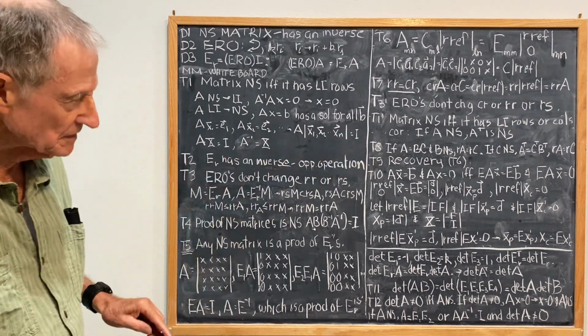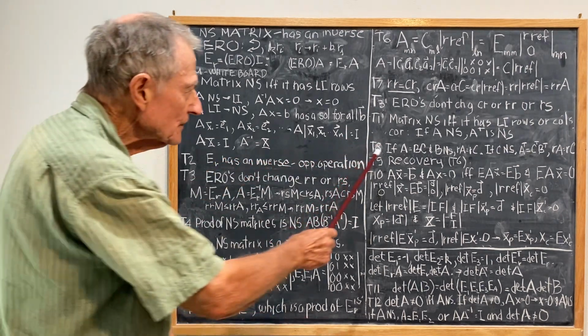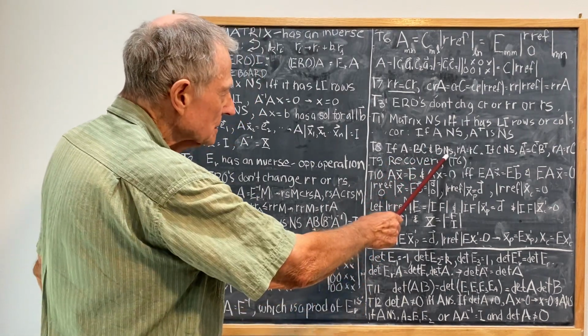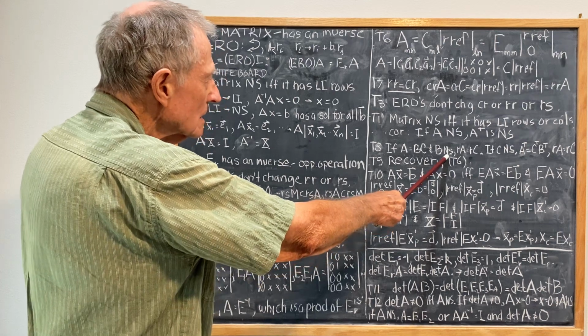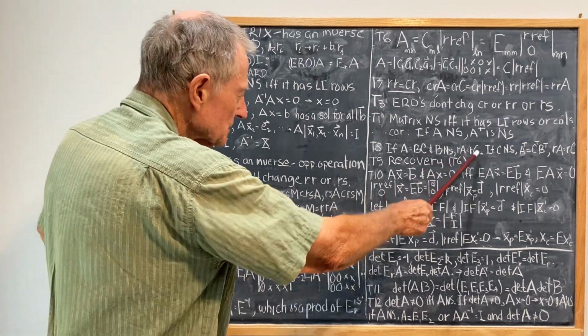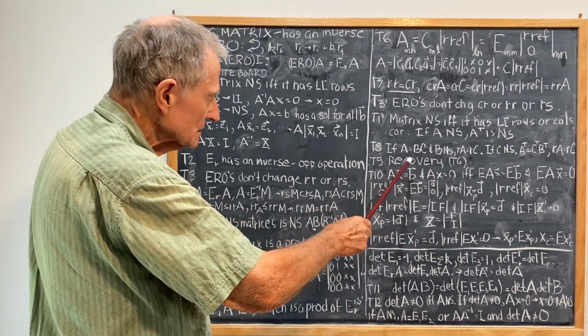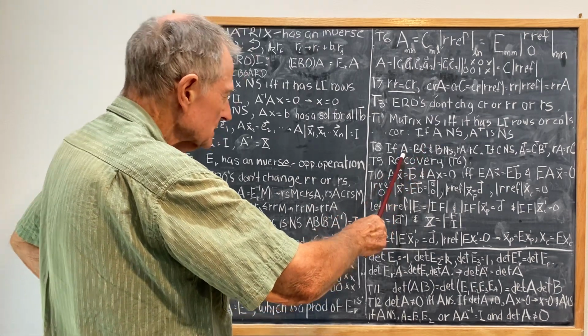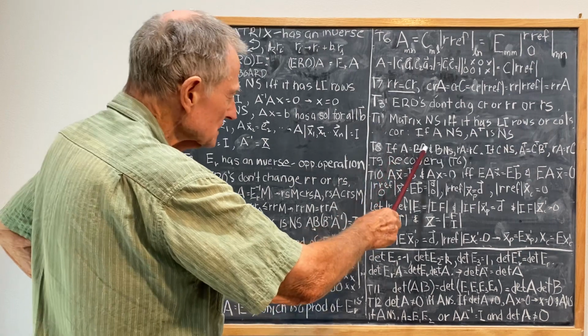The next theorem is significant but fairly straightforward. If A equals BC and B is non-singular, then the rank of A is equal to the rank of C. That's because the row rank of A is less than or equal to the column rank of C.